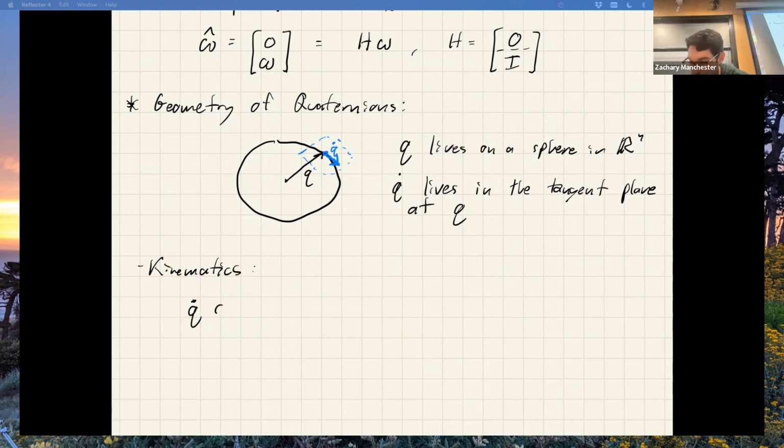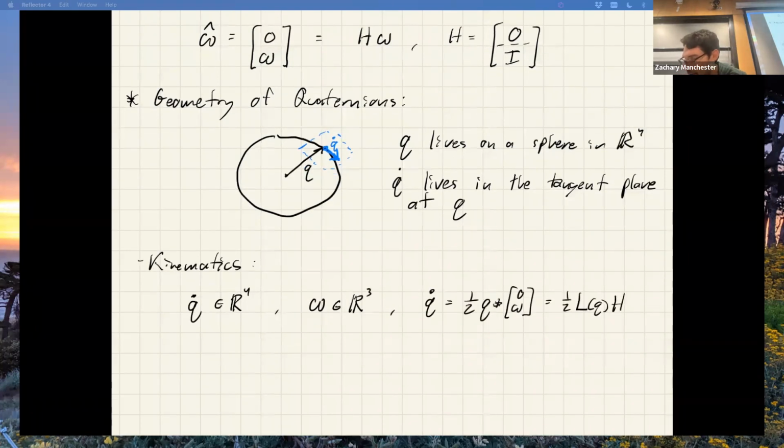So you've got this Q dot thing. This is a 4D vector that lives in that tangent plane, but it really only has 3 degrees of freedom, right? It's confined to the plane. And we can write this thing down in terms of omega, our angular velocity, which is always a 3D vector. And so what's really going on with these quaternion kinematics, which I think we wrote down last time, I'm just going to summarize again here. They look like this, and I derived these before. This is Q times omega hat, which we can write down in our nice matrix vector notation as L of Q, left multiplication by Q, times H, the hat map, times omega. Okay. So what's going on there?